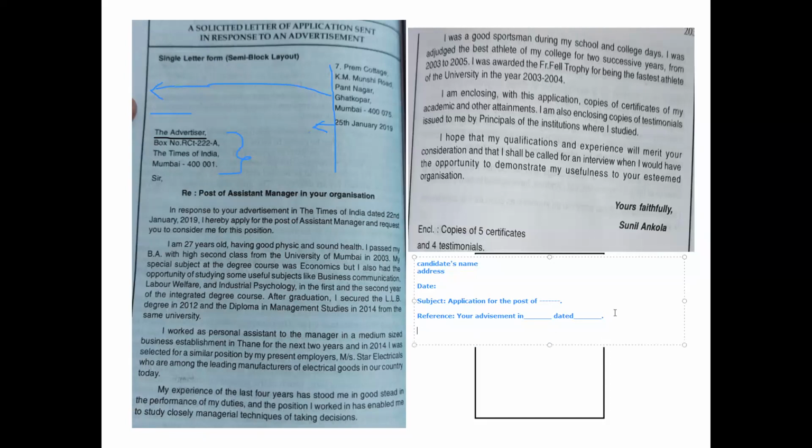Then see here only sir is given. I would suggest you should use dear sir. Respected sir is again the same meaning you are repeating. Respected, we connote the same meaning by the word sir. So respect is expressed twice. So there is no need. Instead of that, you should use dear sir.